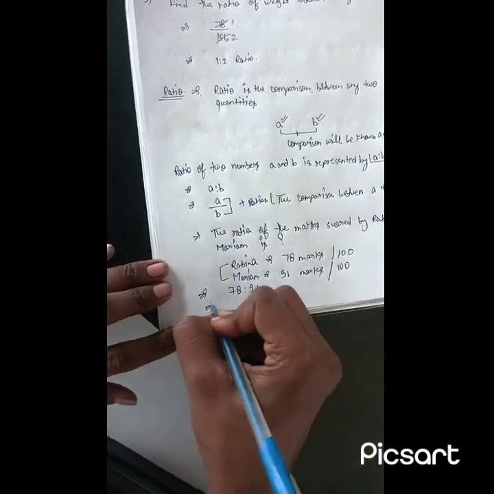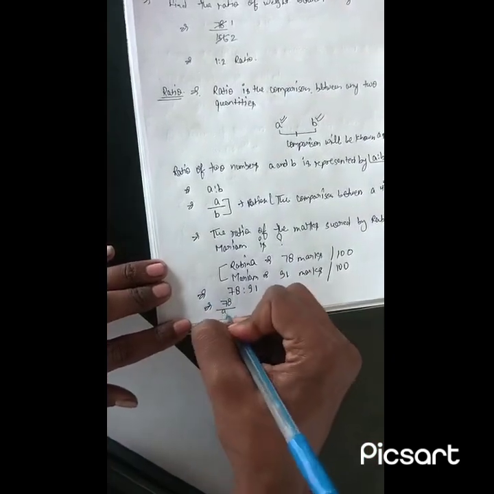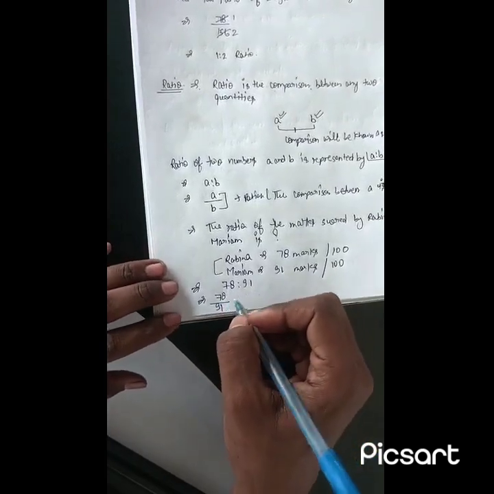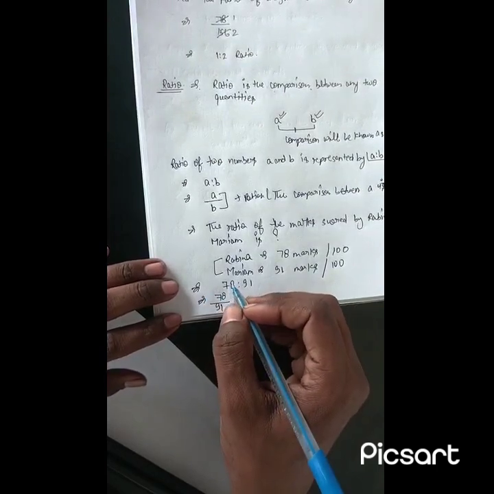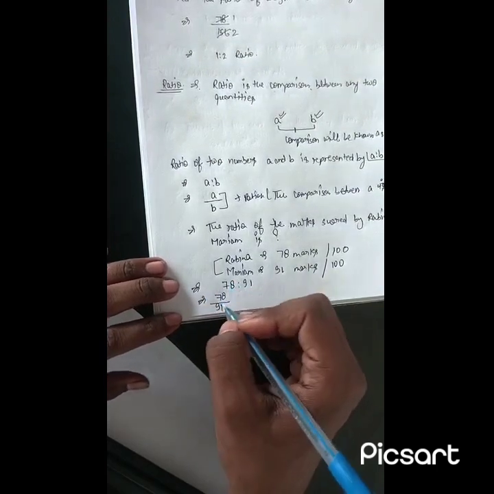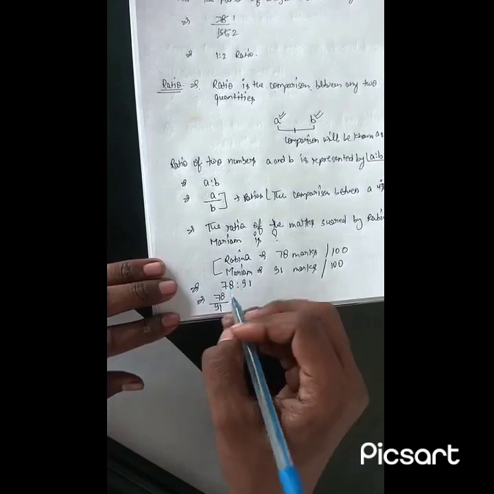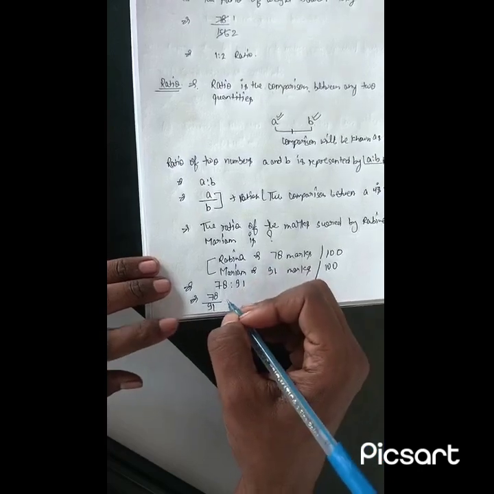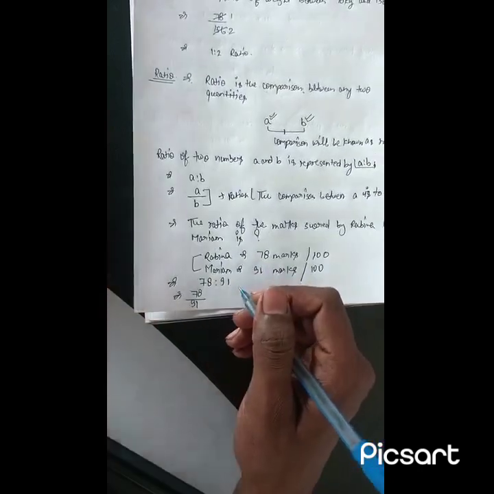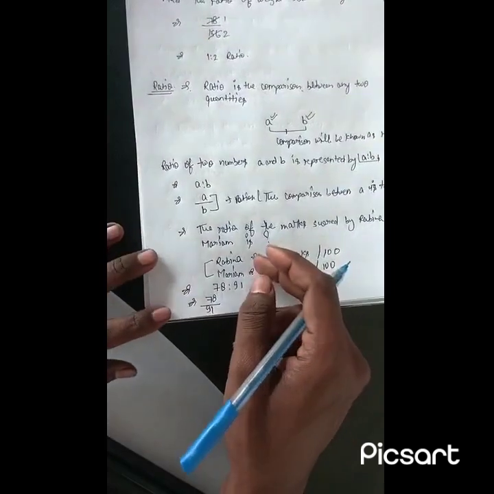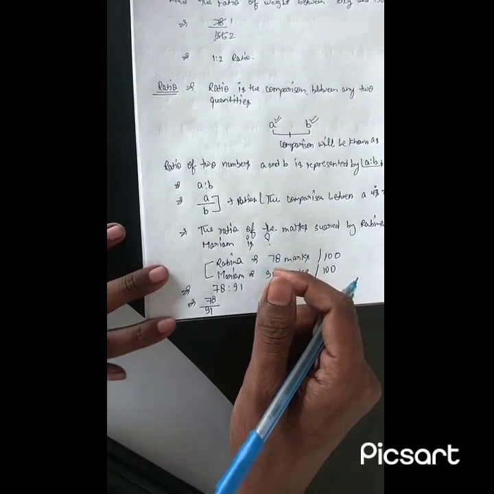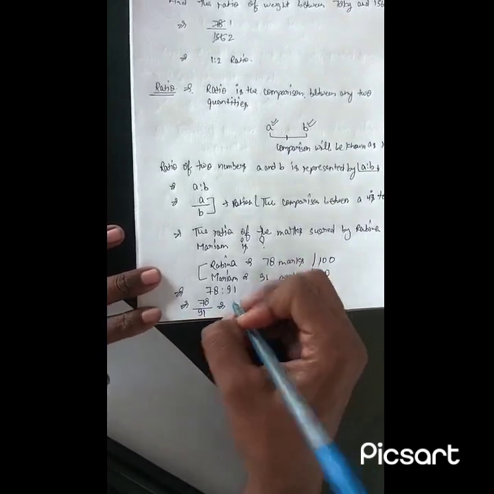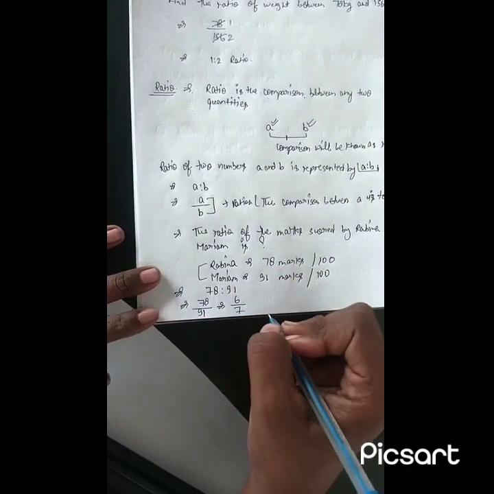So if you will solve this, what will you get? 78 upon 91. Now we have to completely make it in the simplest form. So what we have to do? We have to just simply divide it by, obviously you have to completely divide it by 9. Let's check this. 9 can be divided? No, it cannot be divided. So if you will completely divide this, we will get the answer 6 upon 7.